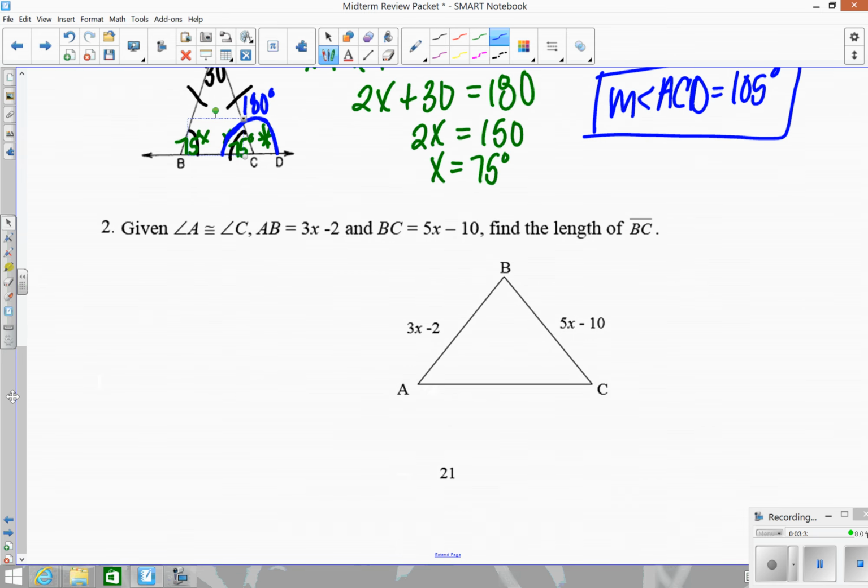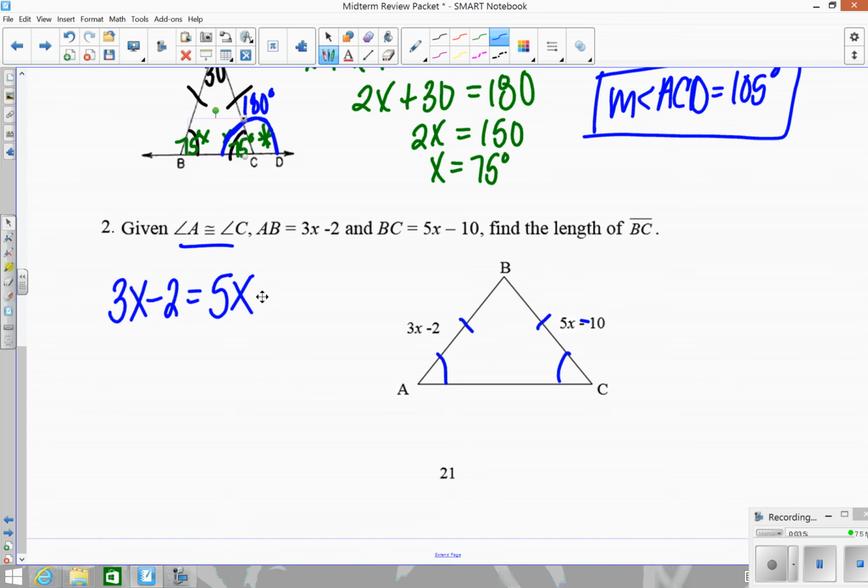Let's look at this next example here. In this case, it tells me that I have these two congruent base angles. So right away, I know that this has to be an isosceles triangle, and the sides opposite those base angles must also be congruent. So now to find the length of BC, the relationship between these two sides is that they must be equal. So I'm going to go ahead and set them equal to each other.